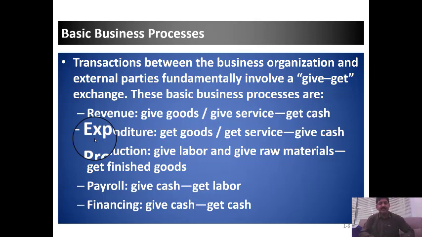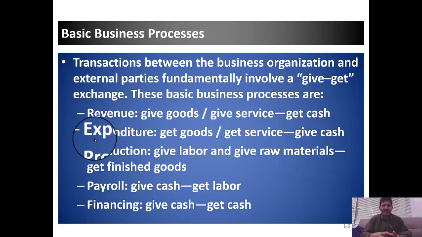So transactions between the business organization and external parties fundamentally involve what? Give and get. Whatever the process may be, it involves giving something and then getting something. Like in the revenue or sale process, we give goods and then get cash. What are we doing in revenue? Giving goods or services, and finally we get cash. So this is a cycle, and there is a separate video on the revenue cycle. There is a separate lecture on the expenditure cycle and the production cycle, and you will study there.